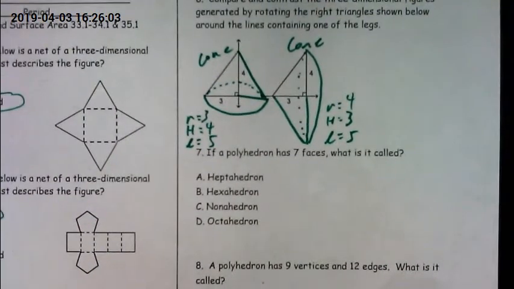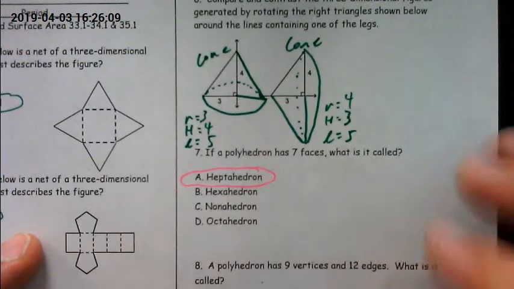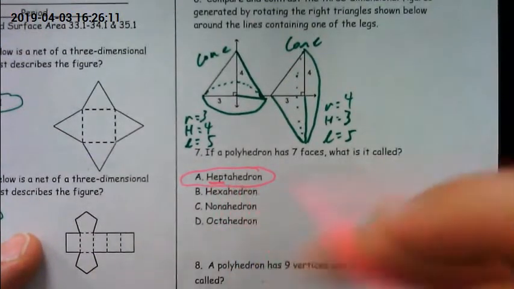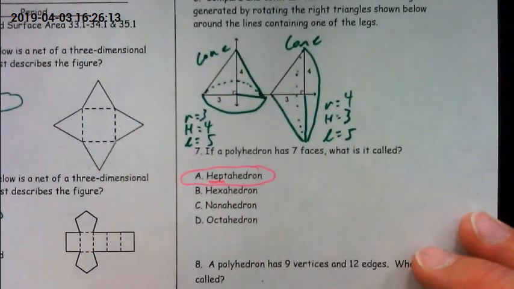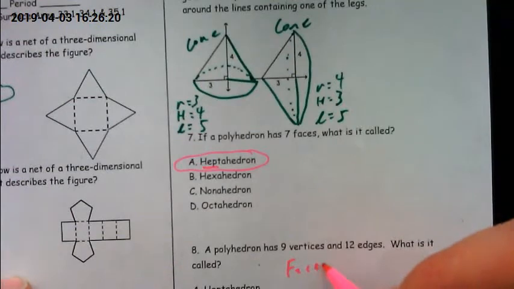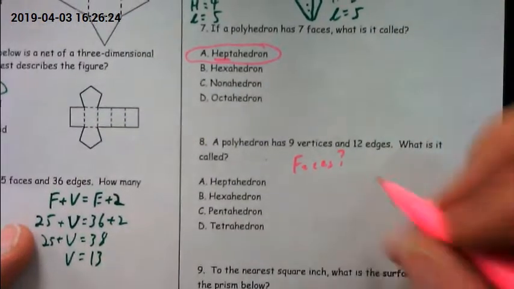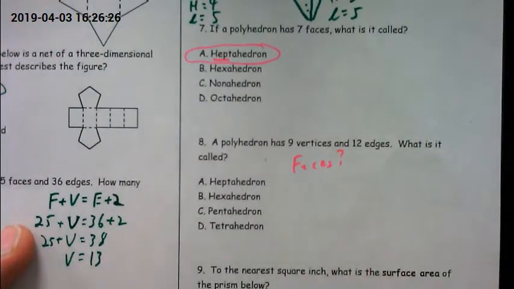On number 7. If a polyhedron has 7 faces, what is it called? Heptahedron. Again, that prefix means 7. Now again, that one won't be on your test. This next one, again, I wouldn't ask it like this, but I could ask you how many faces. Right? So how many faces are there? So we have 5 faces. How did you know there's 5 faces?